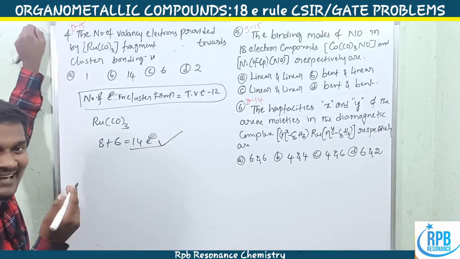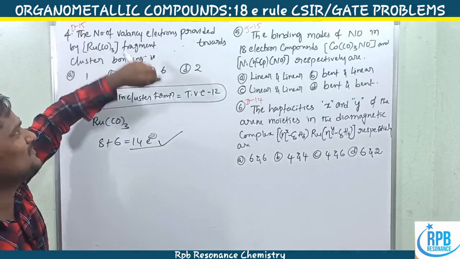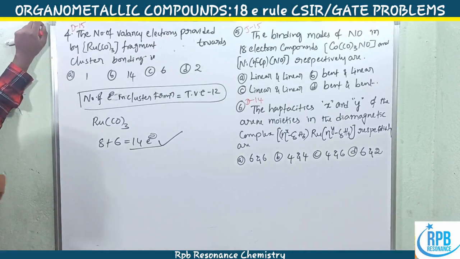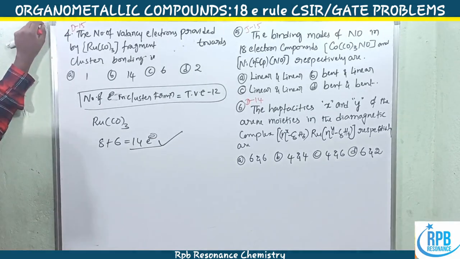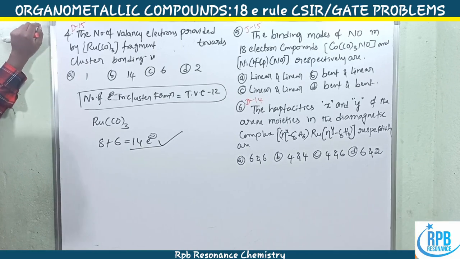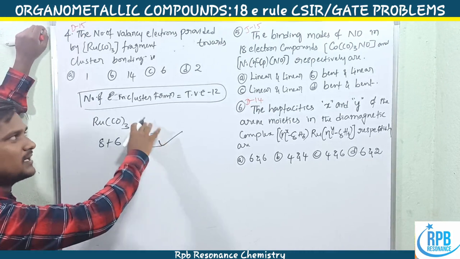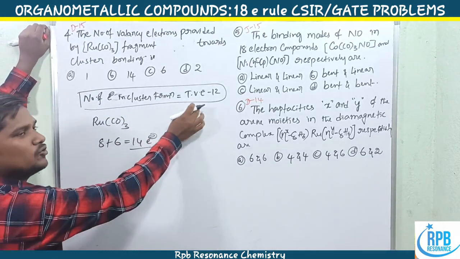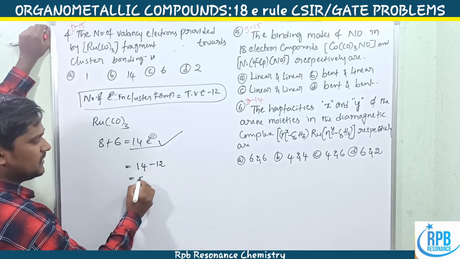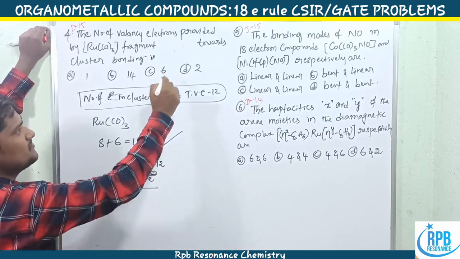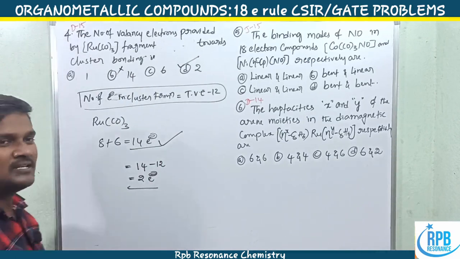This is not a CSIR level question. But they are asking about the total number of valence electrons provided by a complex towards the cluster bond formation. Generally this is the total valence electrons, but for the cluster bond formation it is equal to total valence electrons minus 12. So 14 minus 12, that is 2 electrons. So option number D is correct, not B. Pretty conceptual question.